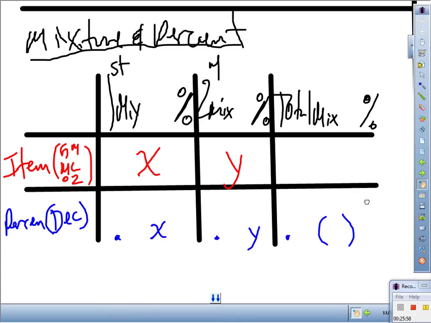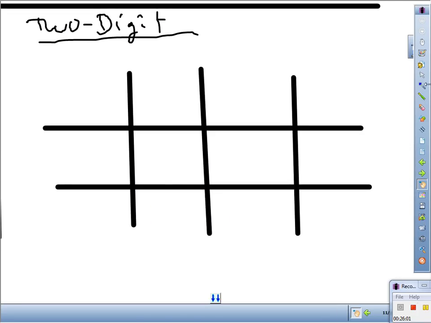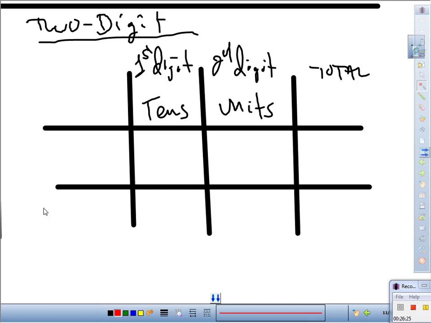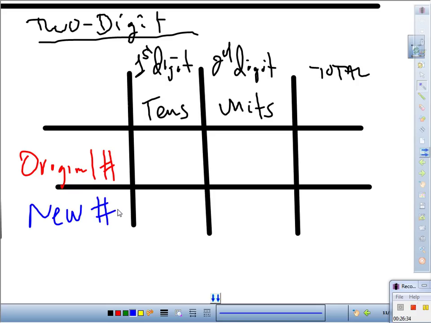Let's go to the last one. 2-digit. Yay. First digit. Second digit. And right here is our total. What else doesn't change? Tens. Units. What else doesn't change? Original number. New number. Okay? What else doesn't change?